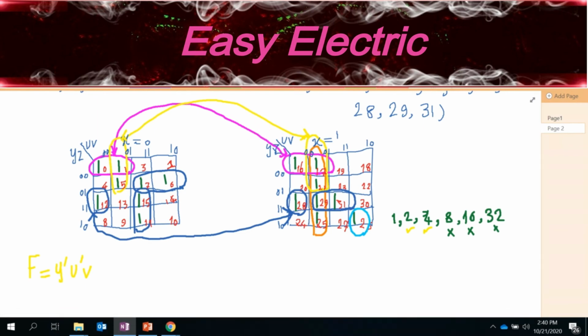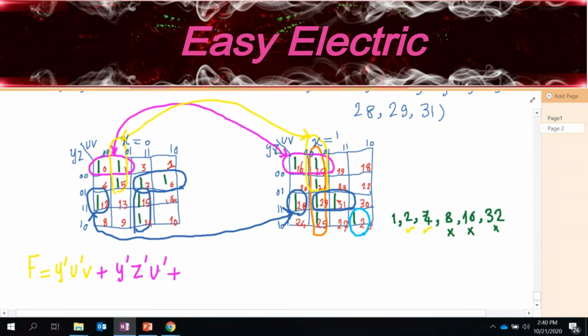Plus, go to the next color. The next color that we have is 16, 17, and 0 and 1. Write the corresponding term for that. Again, x here is 0, here is 1, so no x. For y and z here, they are 0, 0, so that means you have y prime, z prime, right? How about u and v? U is 0, 0, so you have u prime. And v here is 0, here is 1, so it should be v.